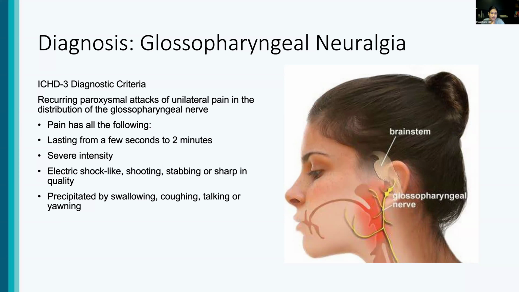Swallowing tends to be a really big trigger here for these patients. Coughing, talking, or yawning. A lot of times I'll see these patients with glossopharyngeal neuralgia often get misdiagnosed because they're complaining of throat pain or pain in the back of their throat. They get treated for infections. They get treated for GERD or a reflux type symptom, but what they're really having is this glossopharyngeal neuralgia type pain. Yeah, I think that's really good.